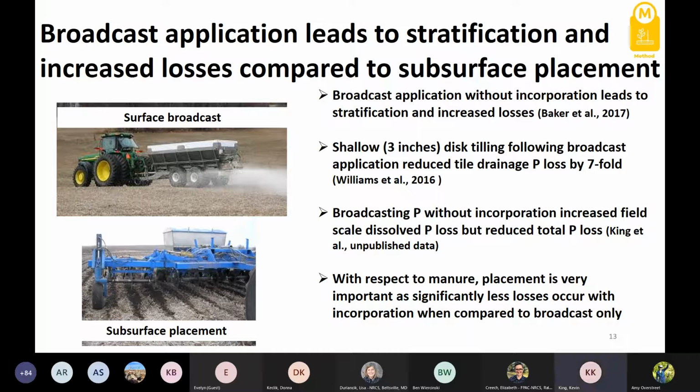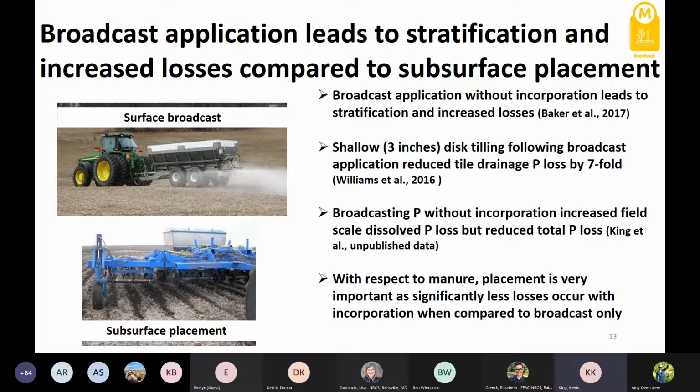Dr. Dave Baker and colleagues from Heidelberg University collected data cores from 232 different soil locations across the Sandusky River watershed, a sub-watershed of the Western Lake Erie Basin. They found significant phosphorus stratification. That is, soil test phosphorus concentrations that were 2 to 3 times greater in the top inch of soil compared to concentrations down to 8 inches. Broadcast application without incorporation leads to stratification and increased losses.